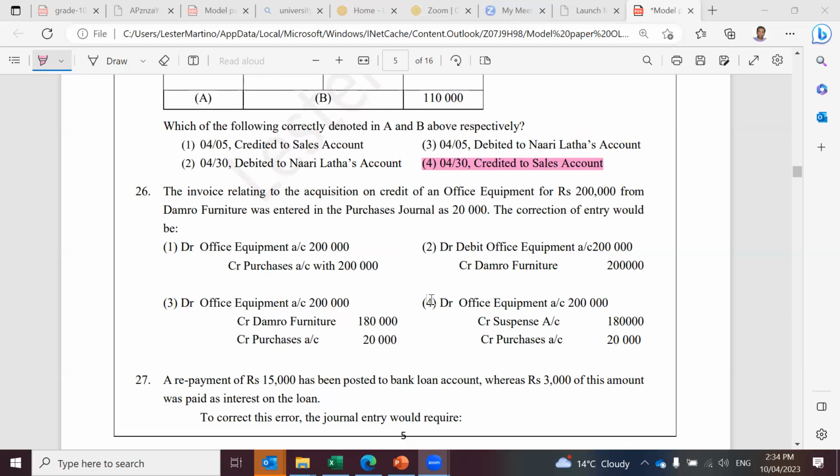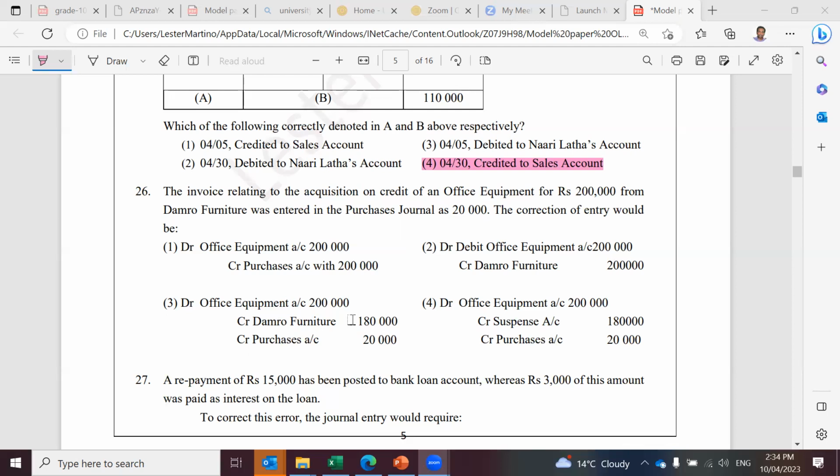And then you need to reverse the creditors one. So debit office equipment 200,000 and then credit Damro Furnitures. Already recorded 20,000 in the form of a creditor, so you need to take the balance 180. So credit Damro Furniture 180.